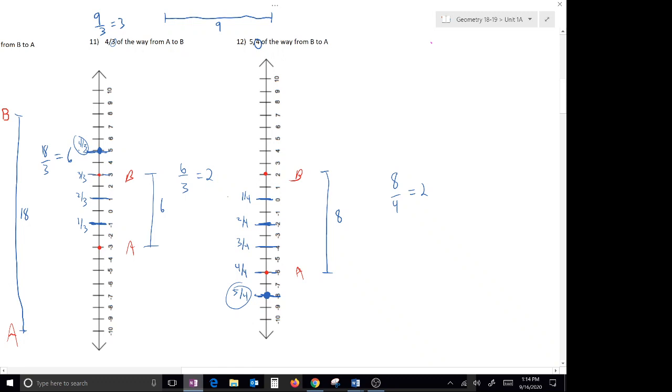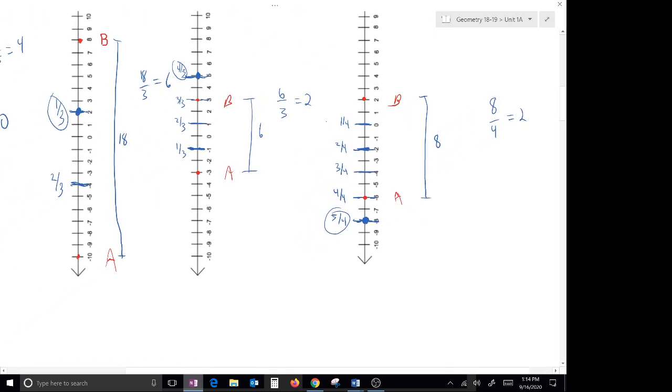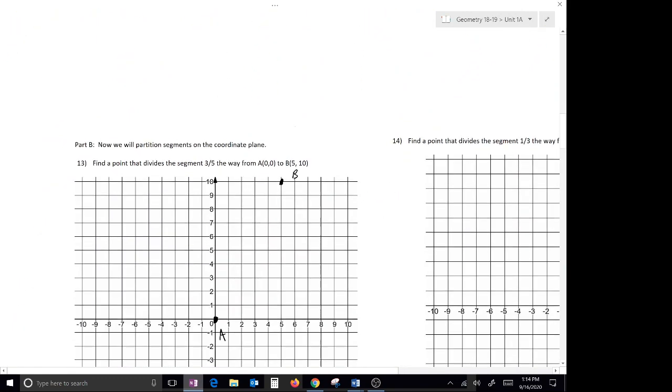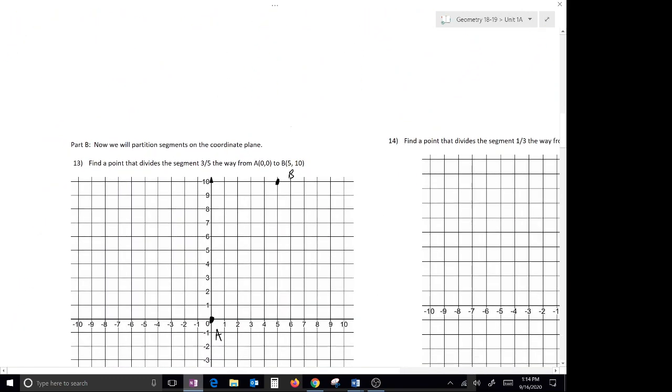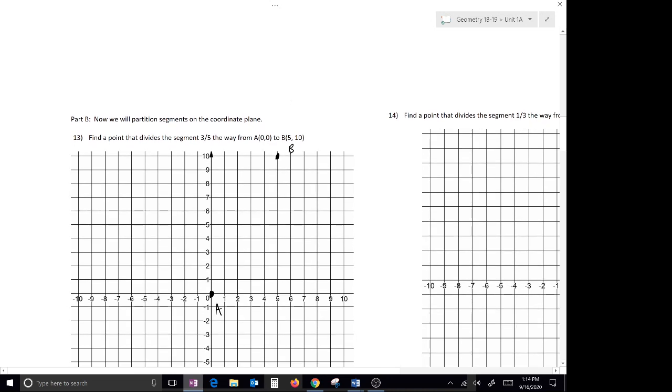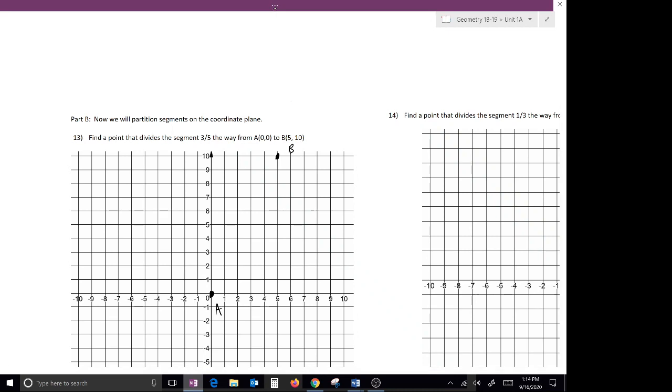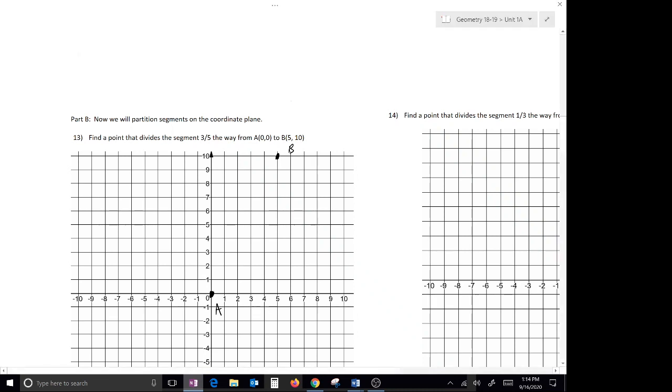Okay. So we've done horizontal and vertical, but one-dimensional line segments. Let's see if we can extend that to a two-dimensional line segment. So I want to find a point that divides the segment 3/5 away from A to B. I've already plotted those coordinates at 0, 0, and 5, 10. I can actually redraw that line here and try and draw it as straight as possible. Okay, so there's my line, and I want to divide it 3/5 of the way.